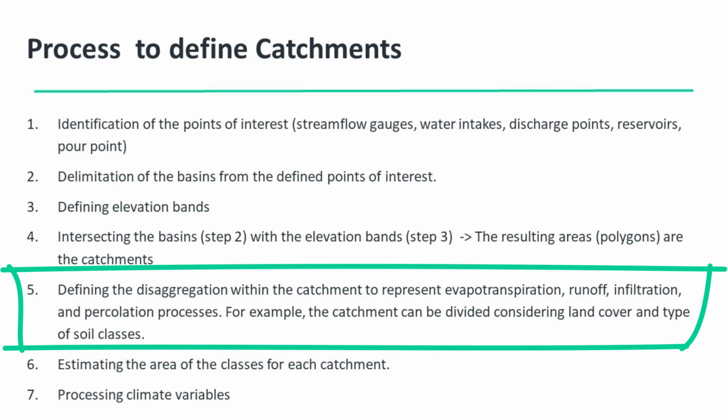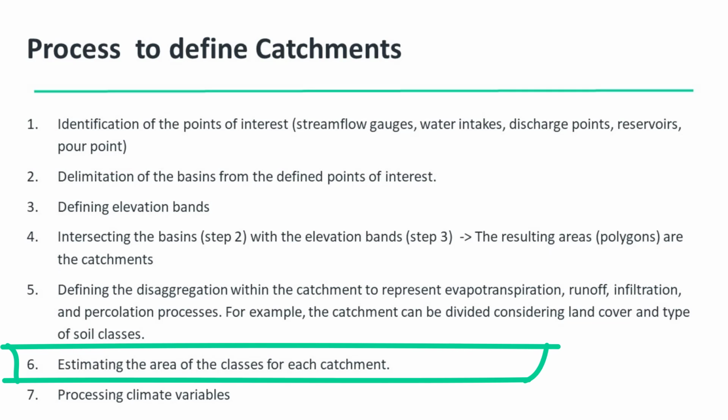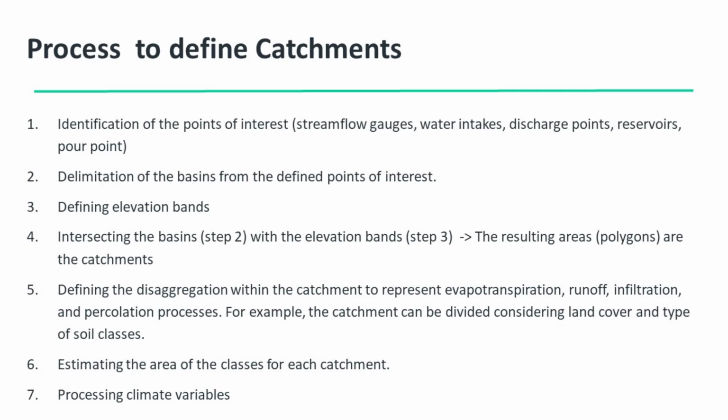You must define which disaggregation within the catchment will be used to represent these processes. For example, the catchments can be disaggregated by the land cover soil classes. The sixth step is estimating the areas according to the disaggregation defined. The seventh and final step is processing climate data. These variables are processed by catchment, not by the disaggregation defined.